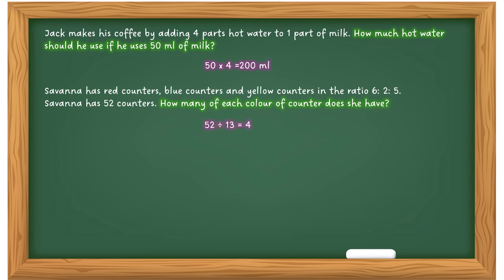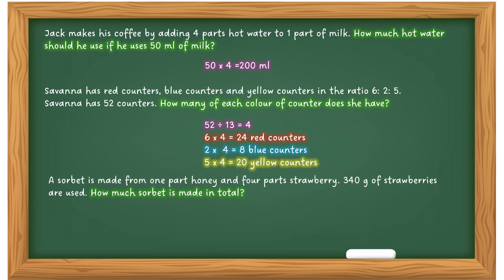Well, you can see you take the 52 and you divide it by all the values, which is 13, which gives you a value of 1 share of 4. You then multiply by the given ratios for each part. So 6 times 4 is 24 red counters. 2 times 4 equals 8 blue counters. And 5 times 4 equals 20 yellow counters. And to check your answer is correct, if you add all these values up, it should come to 52 at a ratio of 6 to 2 to 5. So if you got that answer, well done.